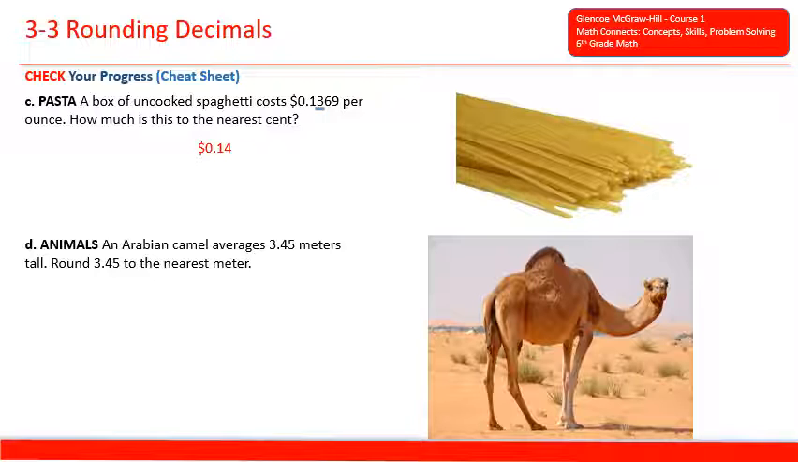Animals, an Arabian camel averages 3.45 meters tall, round to the nearest meter. So 3 is the meter, and the next number to the right is 4, which is less than 5. So we're going to round down to 3 meters.